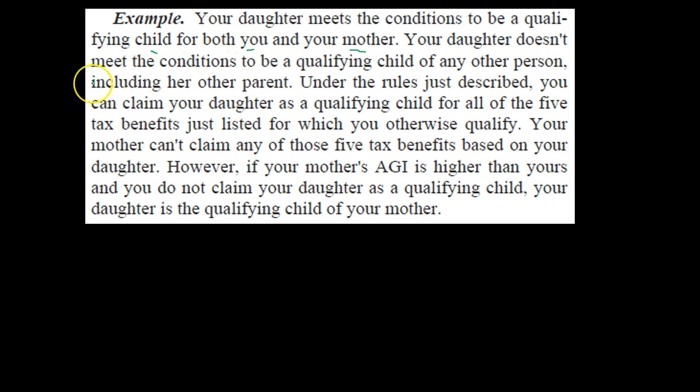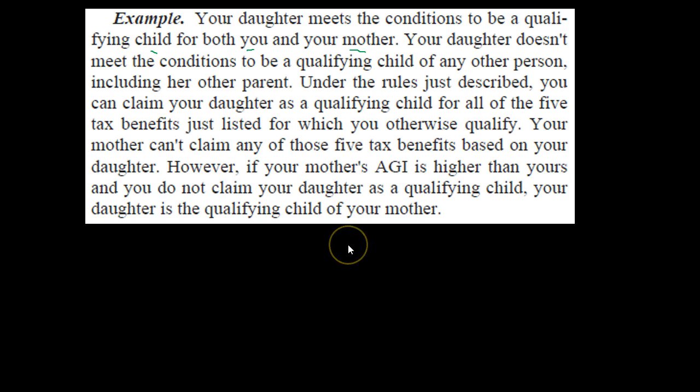Your daughter doesn't meet the conditions to be a qualified child of any other person, including her other parent. So the other parent's out of it. Under the rules just described, you can claim your daughter as a qualifying child for all the 5 tax benefits just listed for which you otherwise qualify. Your mother can't claim any of those 5 tax benefits based on your daughter. However, if your mother's AGI is higher than yours and you do not claim the daughter as a qualifying child, your daughter is the qualifying child of your mother.